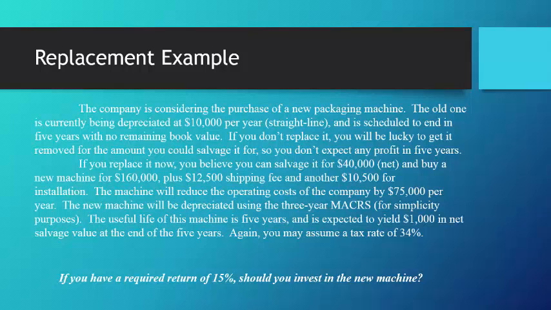The new machine will be depreciated using the 3 years modified accelerated cost recovery system, and it says for simplicity purposes, but that actually makes it far more complicated. The useful life of this machine is 5 years and is expected to yield $1,000 in net salvage value at the end of the 5 years. Again, you may assume a tax rate of 34%, and again, we're going to assume the 15% weighted average cost of capital. This looks simpler. It's far more complicated, and we'll show this to you in the next video.